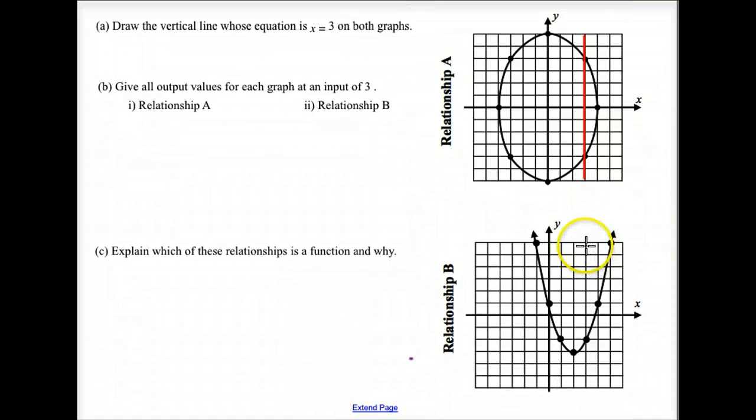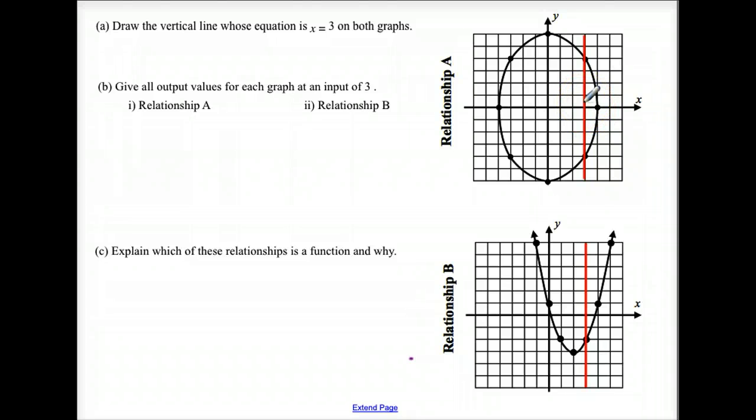And I have to do this for both graphs, 0, 1, 2, 3. I have two lines that look like this. Actually, that one's not perfect. It has to be on 3. There we go. So it says, give all output values for each graph for an input of 3, meaning when x is 3, what's my output?